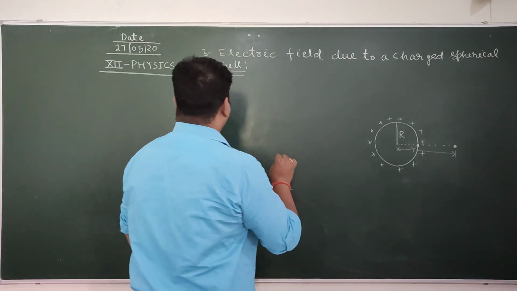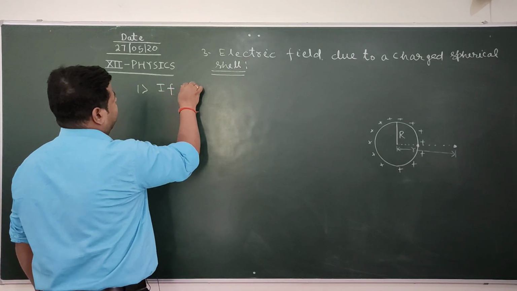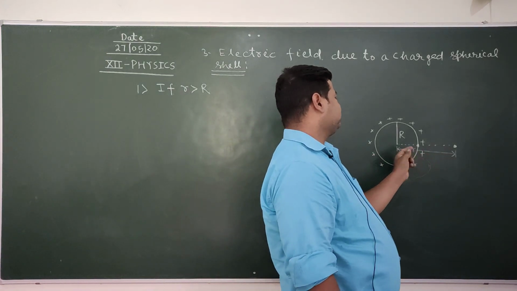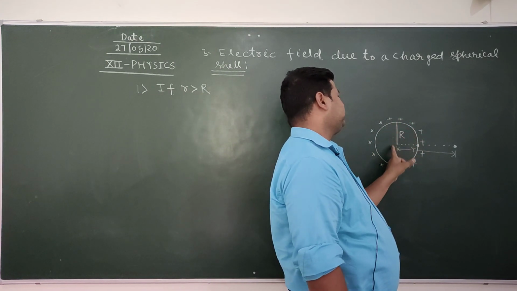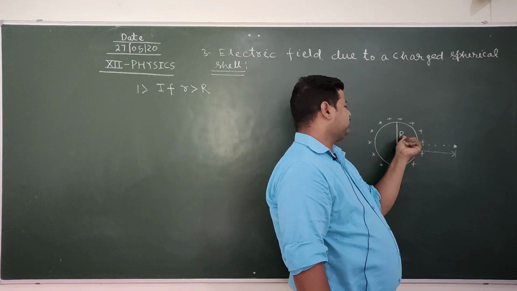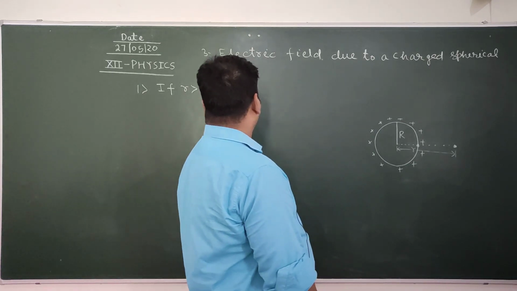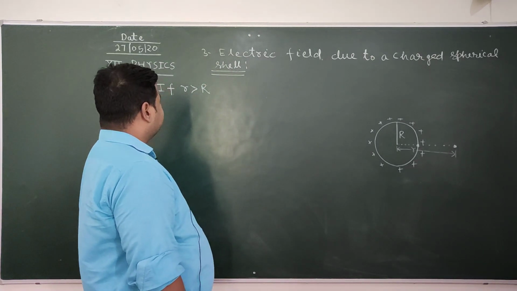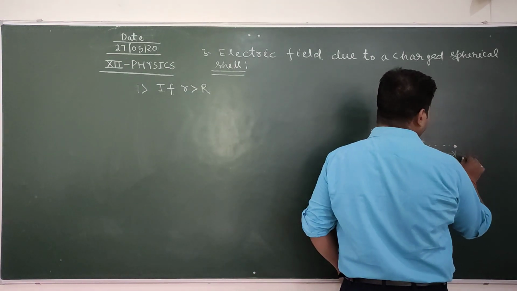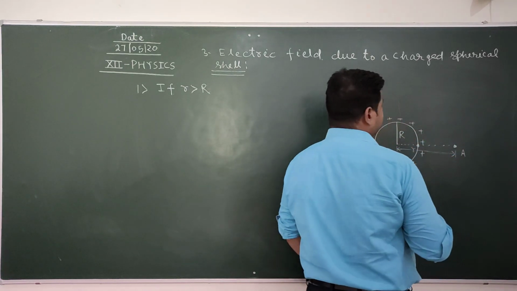So first case is if small r is greater than capital R, where small r is the distance from the center of the shell and capital R is the radius of the shell. So here if we consider small r is greater than capital R, so obviously the point is just outside of the spherical shell. Clear? So for the calculation of electric field at a point outside of the shell, let us assume that this point is A.